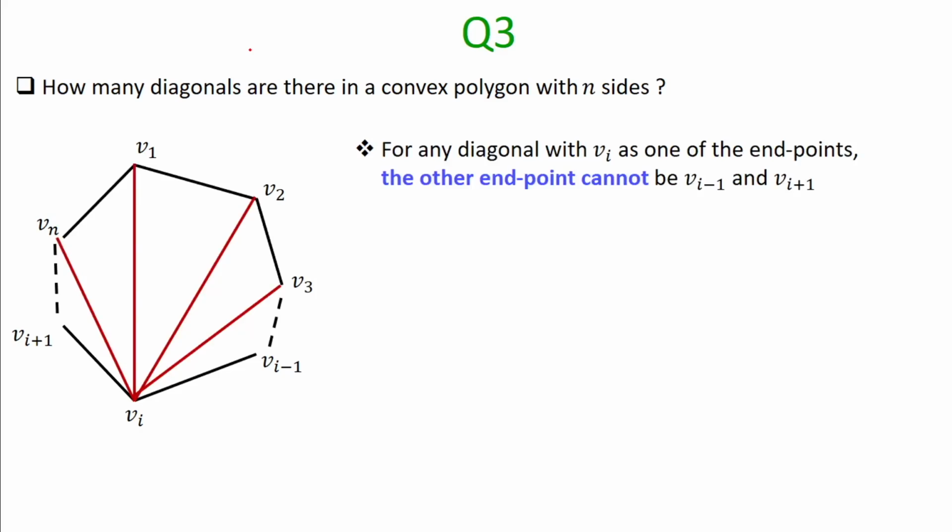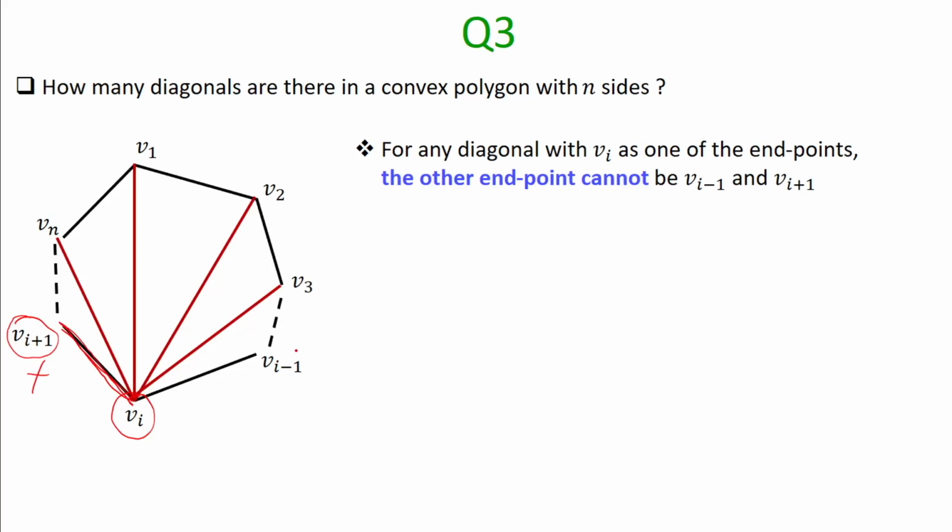Now let's focus on some arbitrary vertex vi and try to count the number of diagonals that we can have where vi is one of the endpoints. If vi is one of the endpoints of the diagonal, then the other endpoint can't be the immediate neighbor, namely the vertex vi plus 1. That can't be the endpoint because (vi, vi plus 1) is not a diagonal, it's an edge of the convex polygon.